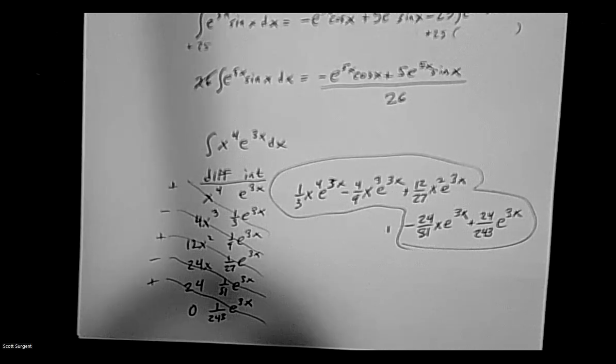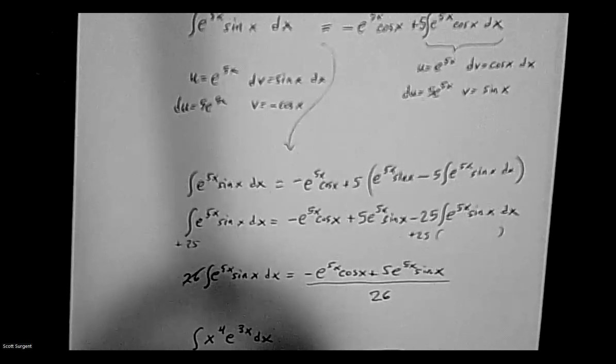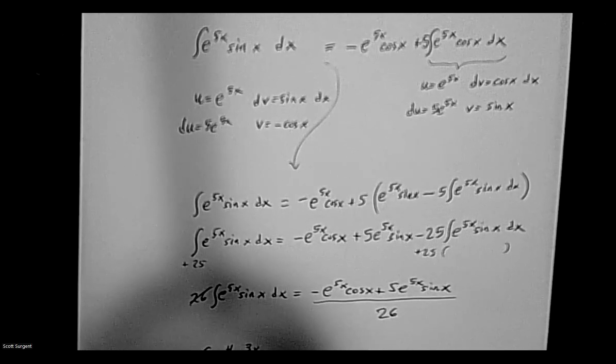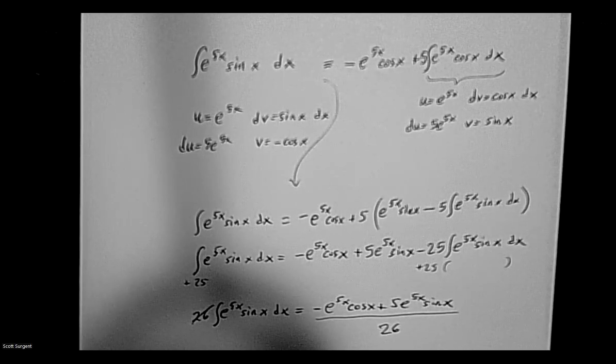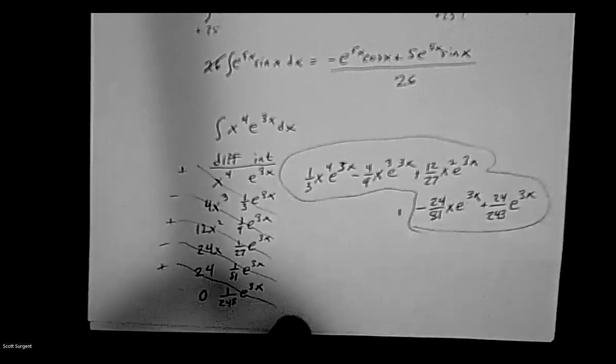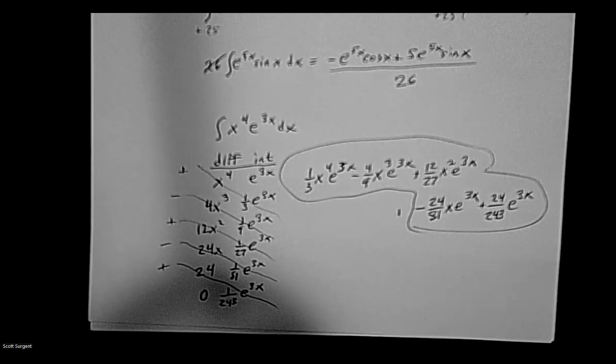Sorry, I was just wondering why wouldn't this method work for the first problem? Because you need to end up at 0. Okay. If you try it with this one, you just keep running in loops. So yeah, it won't work on this one. Tabular only works if one of the factors is a polynomial because you can drive it down to 0. Okay.